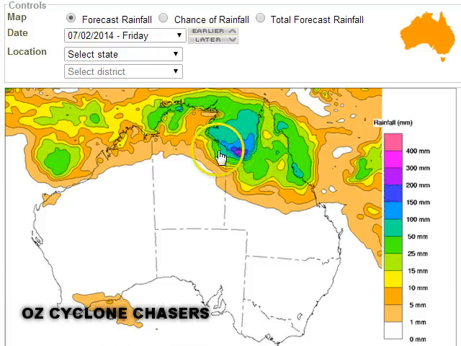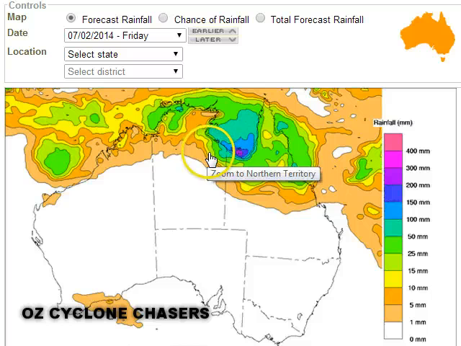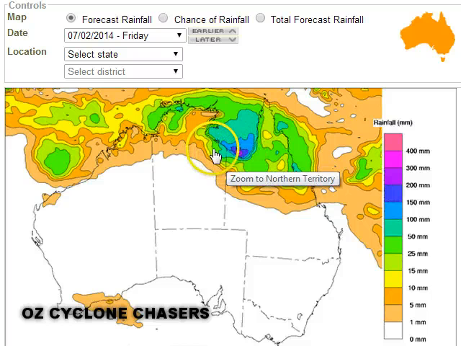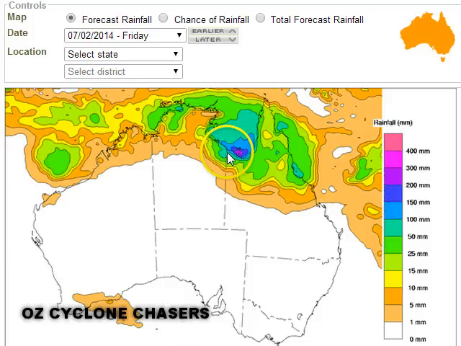and once again, it's just this relentless heavy rainfall over the Gulf country. Really confined to the coast, though, according to most model guidance. Also, northern inland Queensland maintaining some moderate falls of rain.